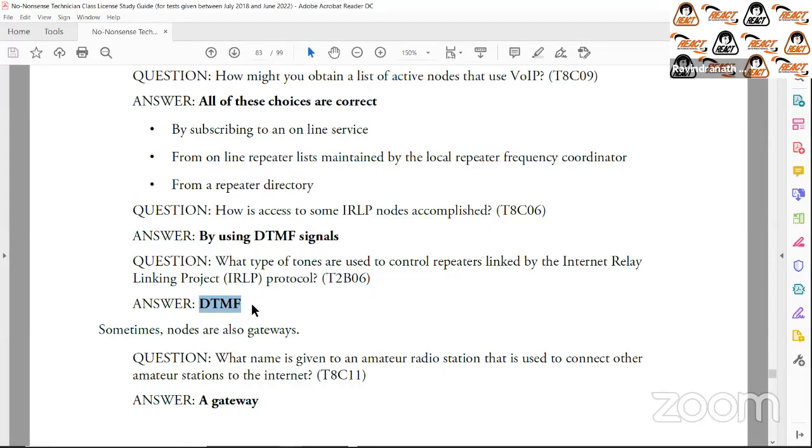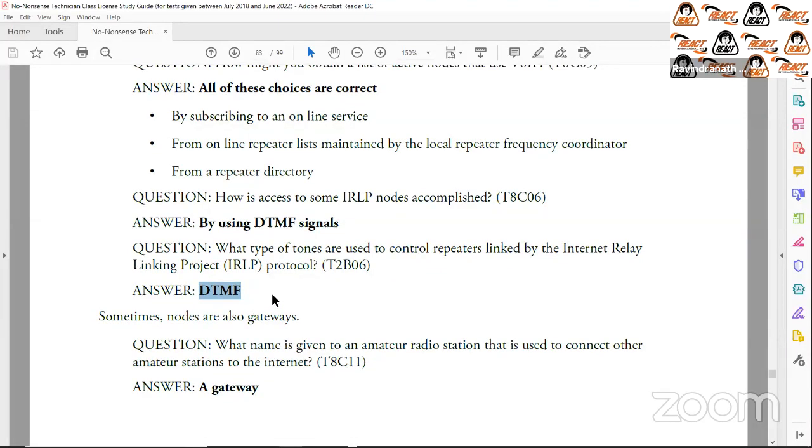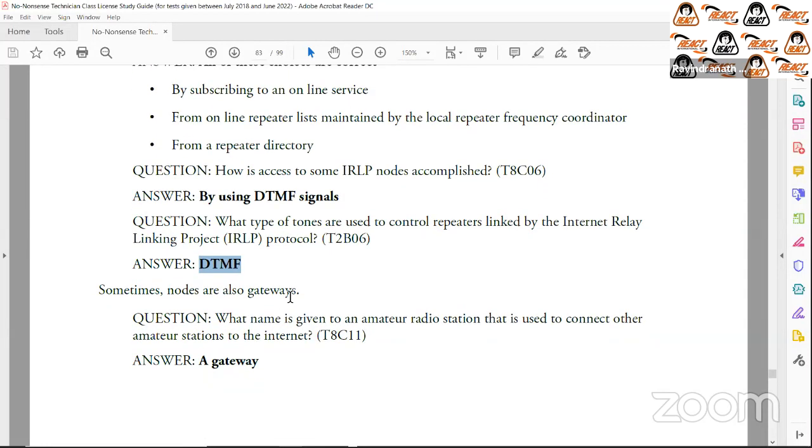Remember we said that's dual tone multi-frequency. Don't need to know that for the exam, but that is what that is. Pressing the keypad and sending tones that become instructions to those repeaters to say, okay, link to this repeater, unlink to this repeater, link to this call sign, unlink to that other call sign. That is how you make connections using the repeaters from your handset or mobile radio.